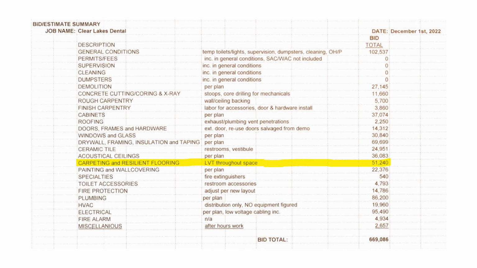Okay, onwards to carpeting and resilient flooring section. Although this says carpeting and resilient flooring, please do not use carpets. That's just gross. Instead, use LVT. It might cost a little bit more, like a ballpark of $51,240 more, but it's totally worth it.